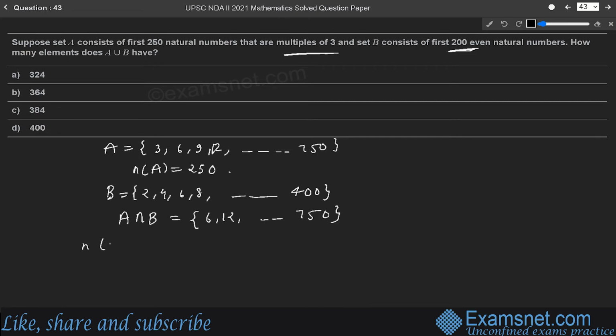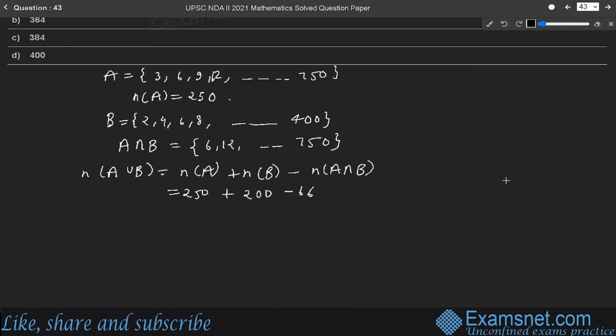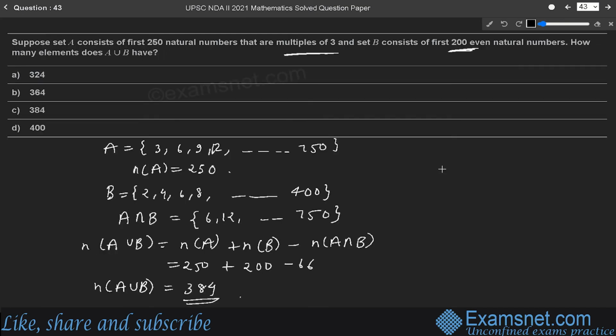Now, we know that n of A union B will be equal to n of A plus n of B minus n of A intersection B. This is the formula in sets. So, putting the values here, we will get 250 plus 200 minus 66. So, n of A union B will be equal to 384. This is the required value for the given question. Therefore, we can say that from all the options, option C is correct for this question.